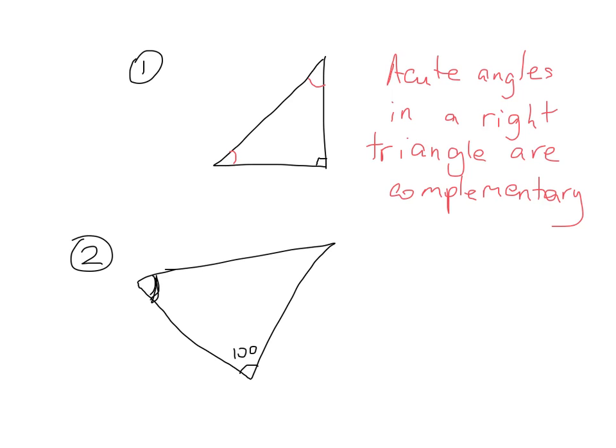So there can only be at most one right angle or one obtuse angle in a triangle. And there can't be an obtuse and a right angle, clearly. So let's write that down. There can be at most one right or obtuse angle in a triangle.